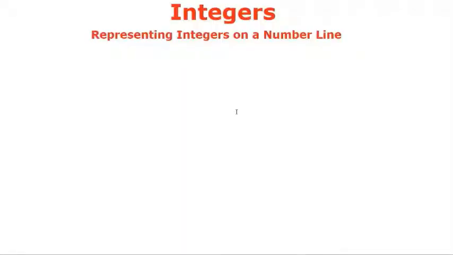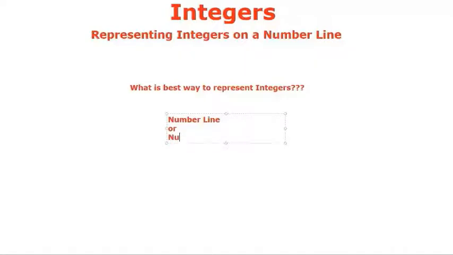Welcome back everyone. Today we're going to continue with the same chapter, integers, but we're now going to learn about a new subtopic which is about representing integers on a number line. So let's start. What is the best way to represent integers? It is the number line, or you can even call it the number range.